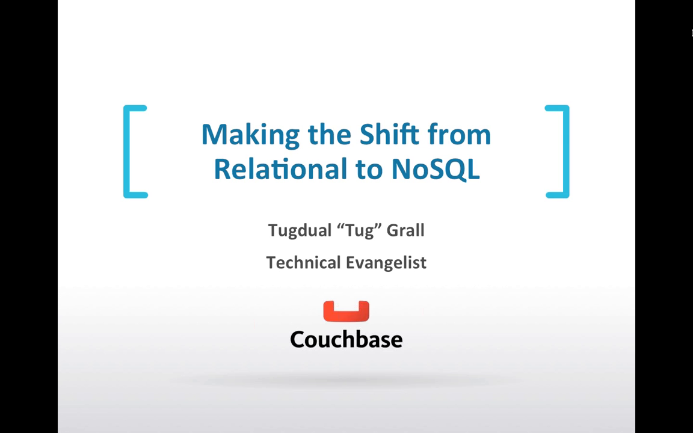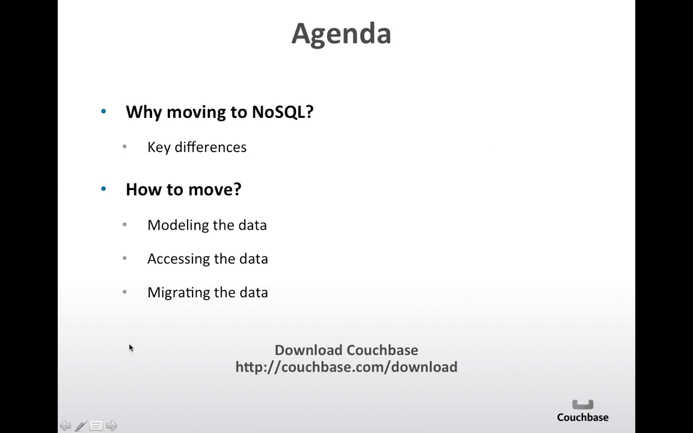So the way this presentation is organized is explaining quickly why it is interesting to look at NoSQL and moving to NoSQL from your relational database, and what are the key differences between an RDBMS engine and Couchbase. And later on, we will try to explain how to move. And as part of this, it's about modeling the data, accessing the data, migrating the data.